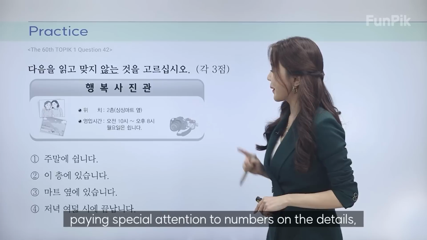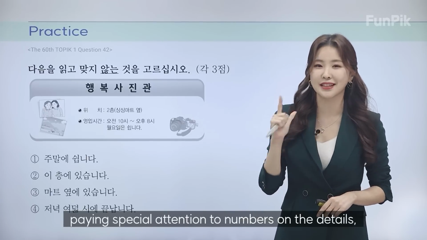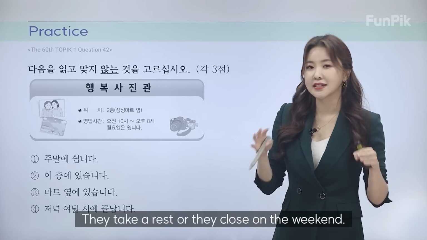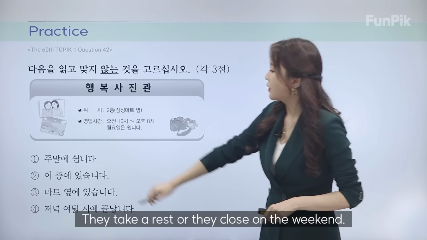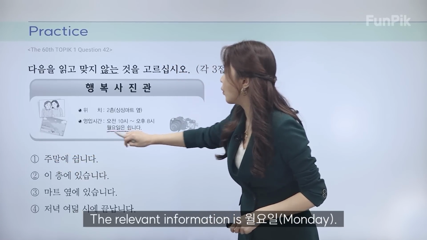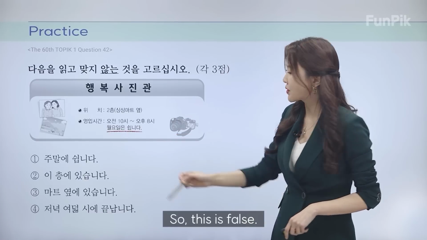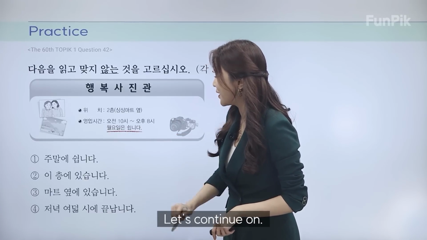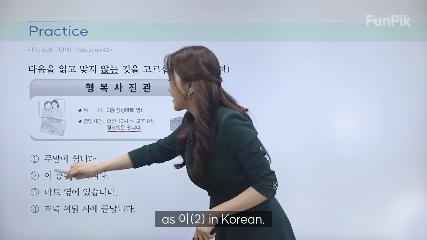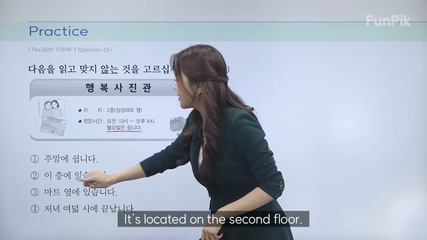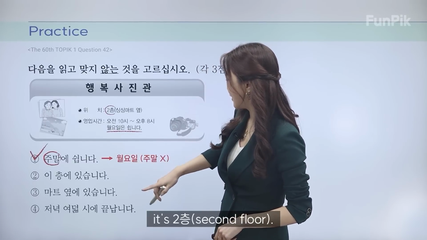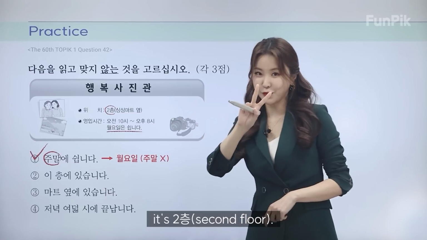Let's go through the options, paying special attention to numbers and the details, time of the day, and so on. 주말에 쉽니다. They take a rest or they close on the weekend, 주말. Well, the relevant information, 월요일. Monday is not a weekend, so this is false. Let's continue on. 2층에 있습니다. So you have to be able to read this number as 이 in Korean. It's located on the 2nd floor. The relevant information, 2층, 2nd floor.